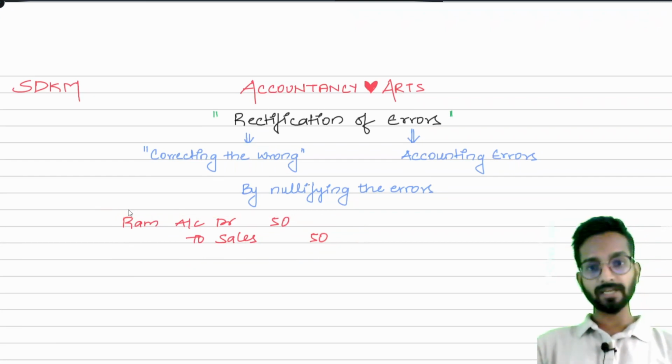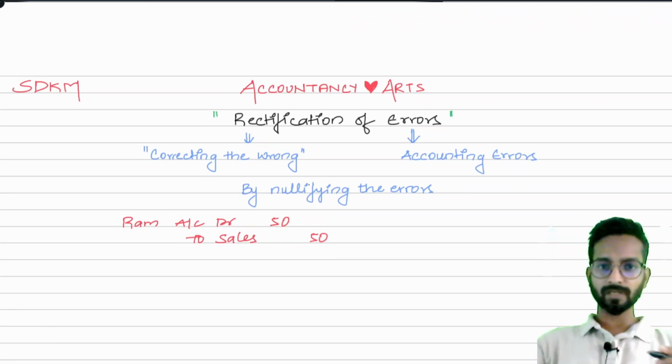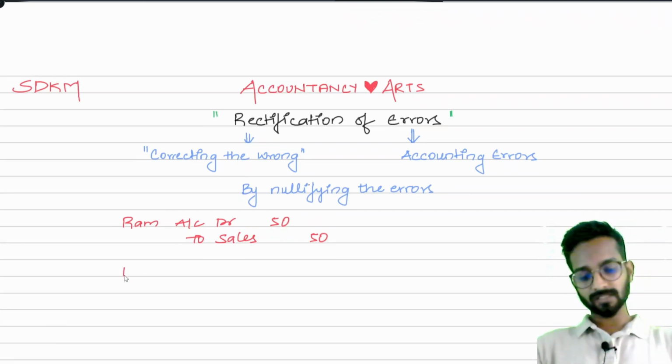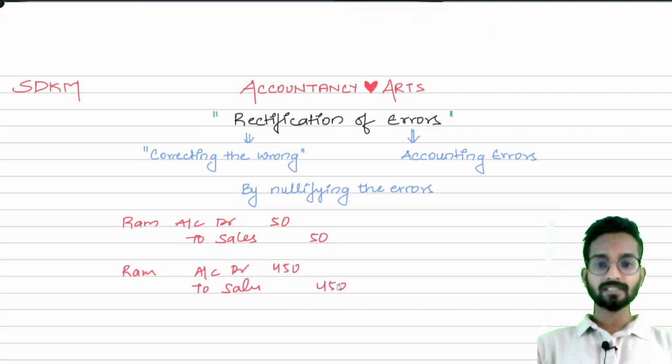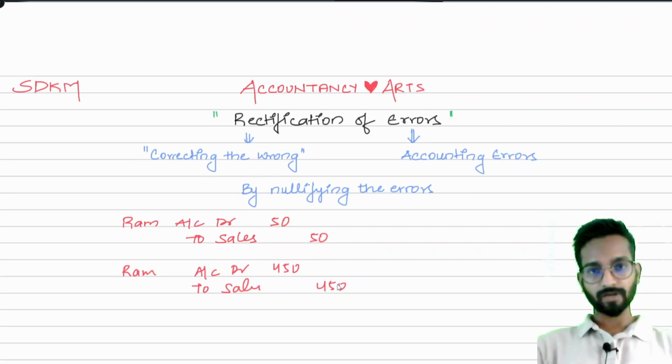you have to pass another entry to recover the loss or whatever mistake you have done, I can say, to rectify the error. So when I ask you this, you know that I had to, suppose I had to pass the entry for 500, so you will say, sir, pass another entry, Ram account debit to sales 450 and 450. This is how we nullify the error of 450 rupees. Understood? Simple enough. This was just taught you to give you a clarification that you cannot erase the wrong entry, okay? You have to keep it.